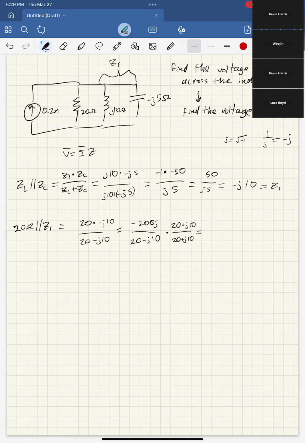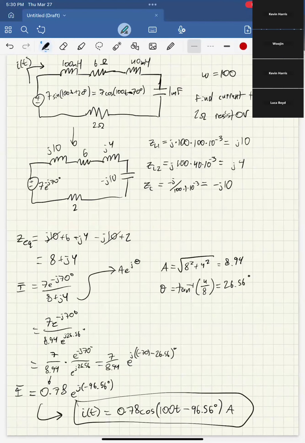So 20 times 200 is negative 4000j, and then plus 2000, over 20 squared minus 10 squared, I think. Let me make sure that's right. 20 minus 10j times 20 plus 10j in my calculator. Oh, it's them squared added together, so it's 20 squared plus 10 squared. That gets us this, and then you can just divide: 40 over 5 and 20 over 5. So it'd be negative 8j plus 4. Is that the same thing we had last question?